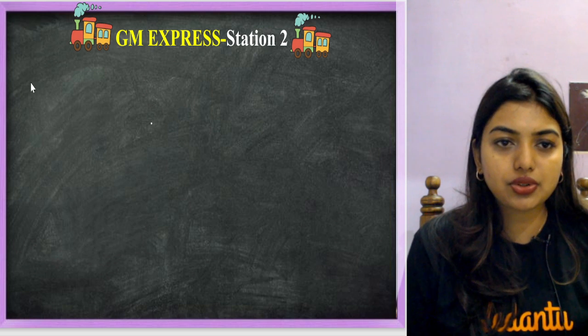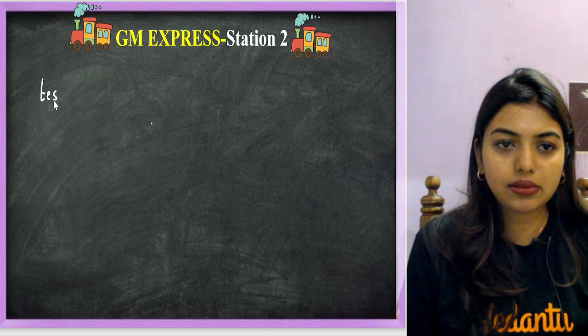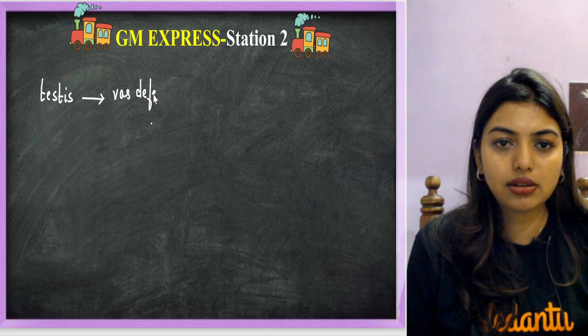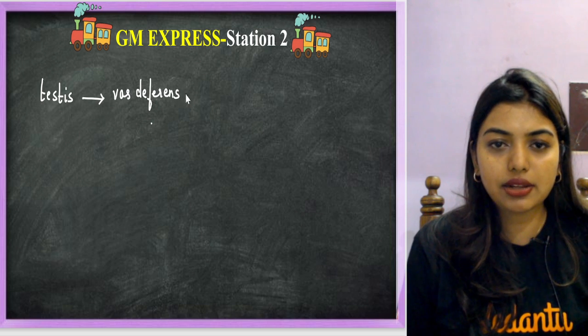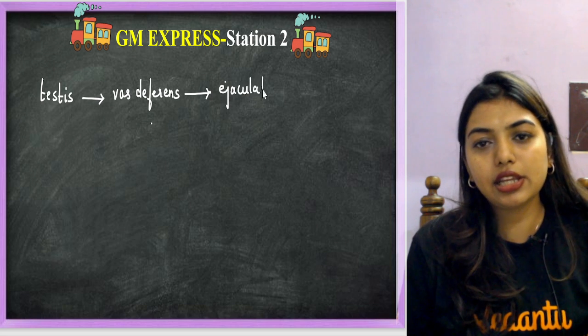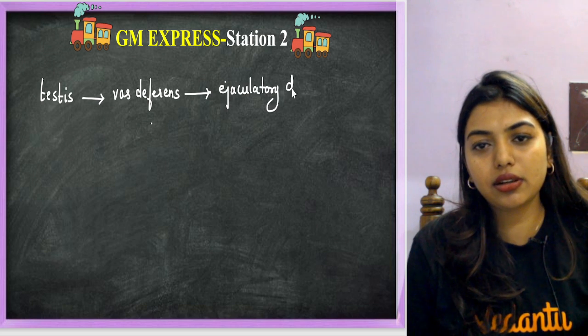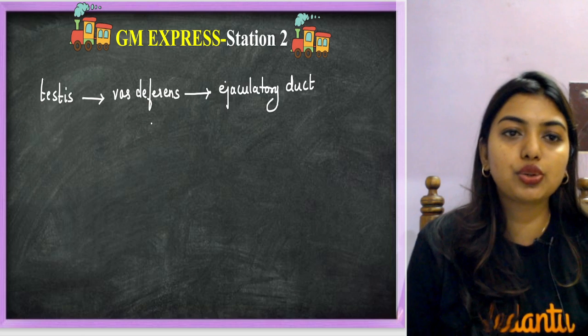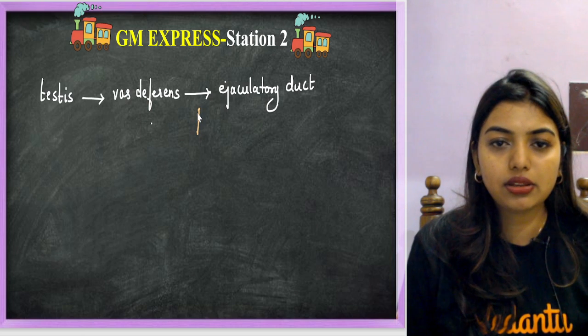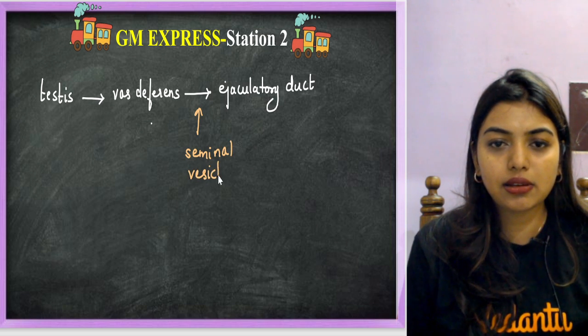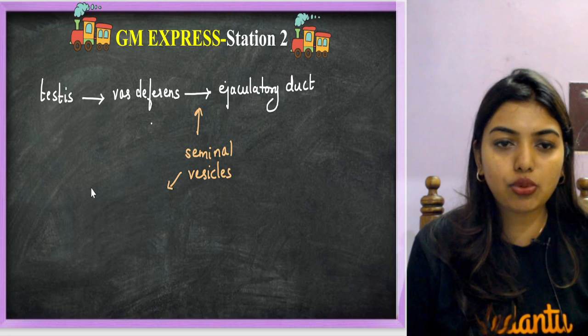Okay, so here students, testis is there. From testis, the sperm is going to come into the vasa deferens. From vasa deferens, it is going to open to the ejaculatory duct, through the seminal vesicle. Now the seminal vesicle will do what?